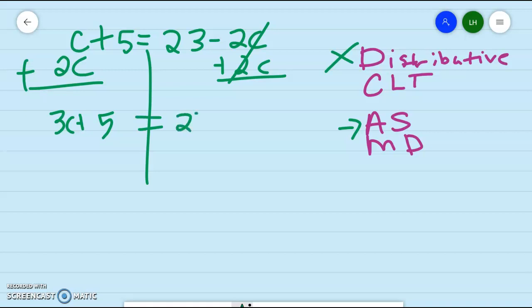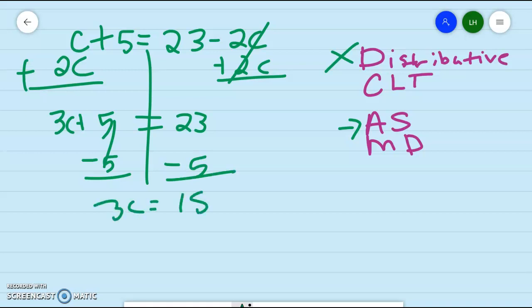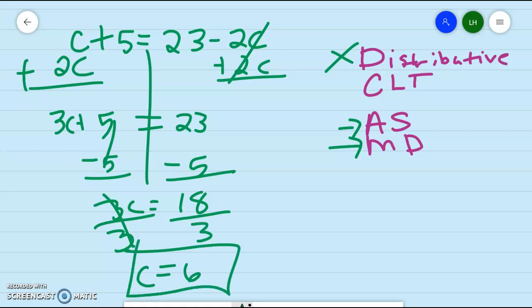And then you want to get your variables on the same side and then start working to isolate your variable. So you're going to subtract 5. And then you always do, division's always going to be last. And you could plug it back in to check it.